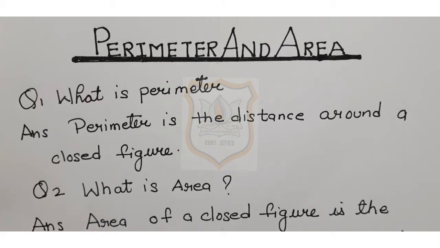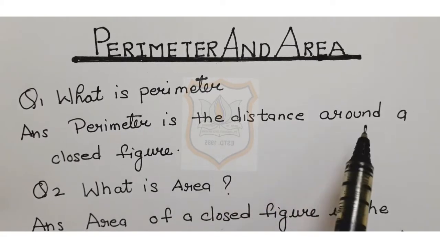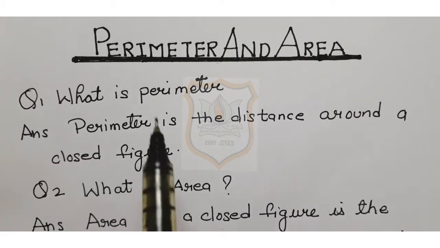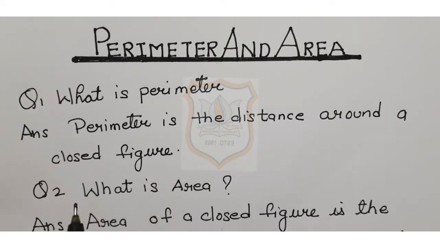So first one is, what is perimeter? Or you can say define perimeter. Answer is, perimeter is the distance around a closed figure. This is the definition of perimeter. Perimeter is the distance around a closed figure that you have already studied in standard 6th. You have to write all these key points in your notebook.